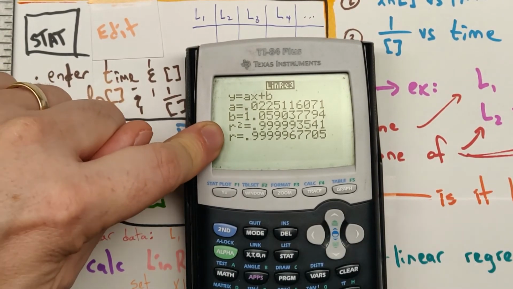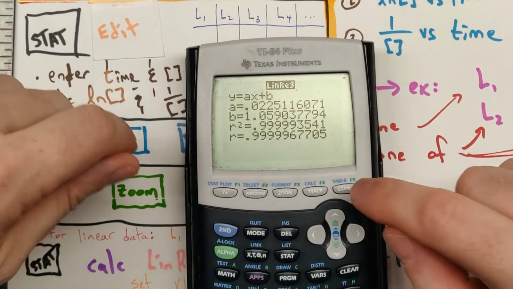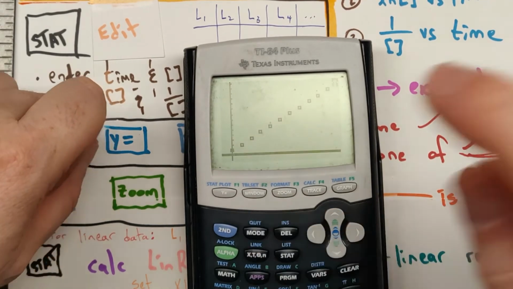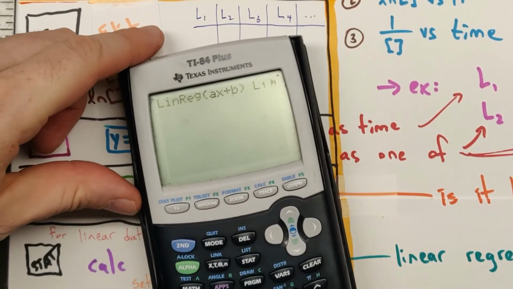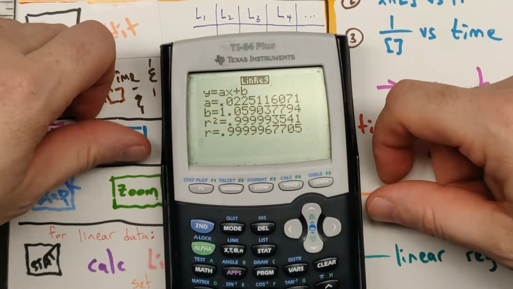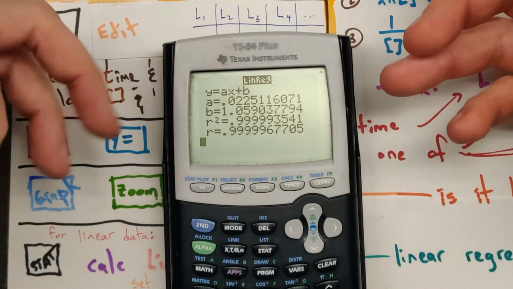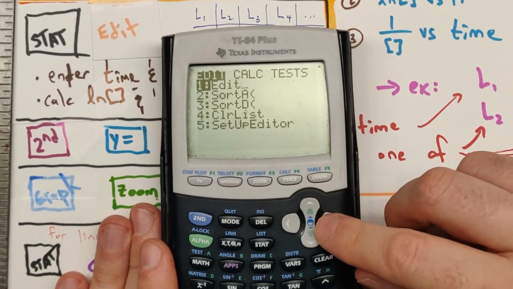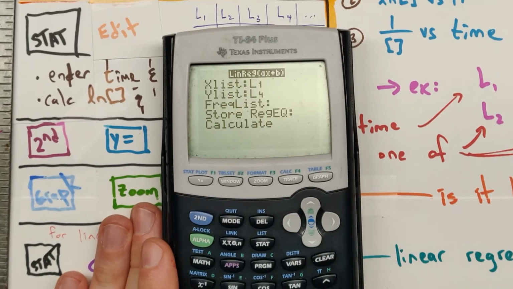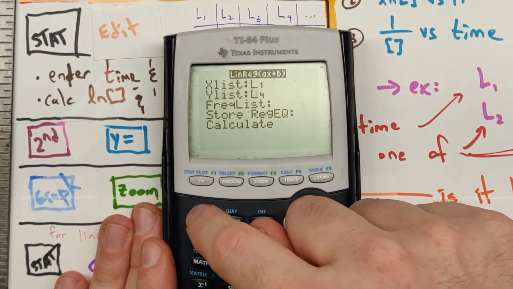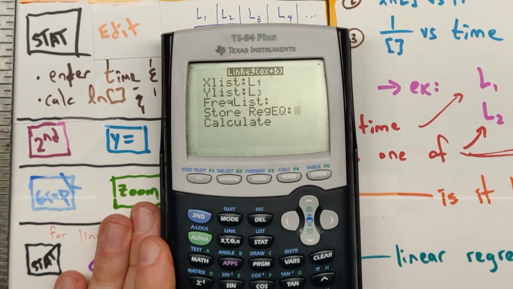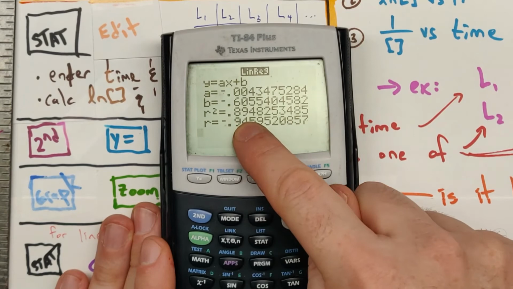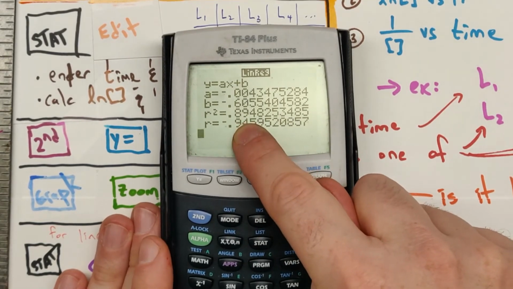I will pause for a second because I do want to show you for comparison. We looked at it and we said, yeah, it's straight. Our regression is telling us that 0.99999 is really, really close to 1 and it's straight. What if we were to compare that to, like, our second graph, which was obviously not a straight line. So if we had done L1 and L3, which was natural log of concentration, we calculate it, and we end up with an r squared value of 0.89, which is much farther from 1, which means much less linear.